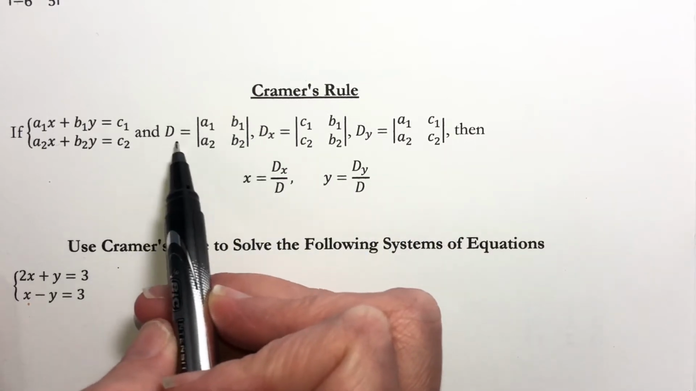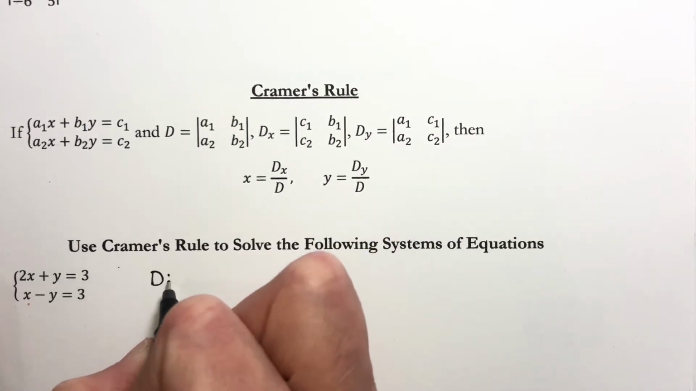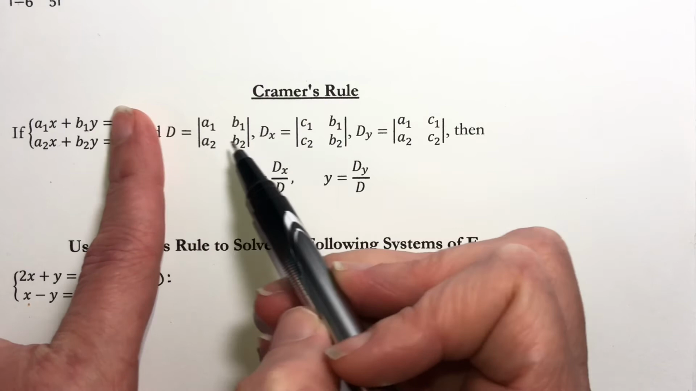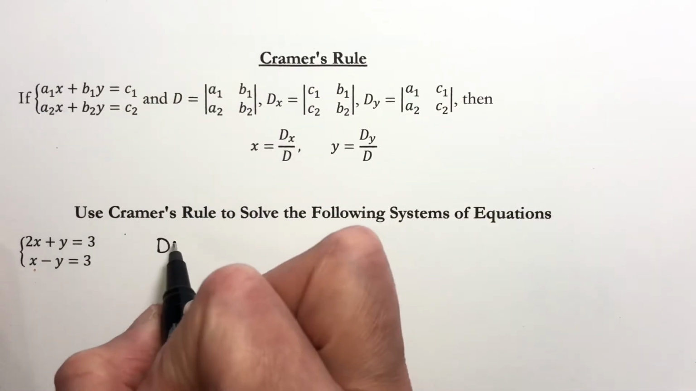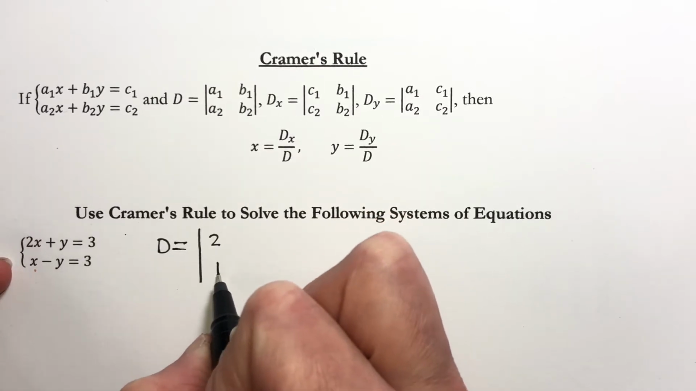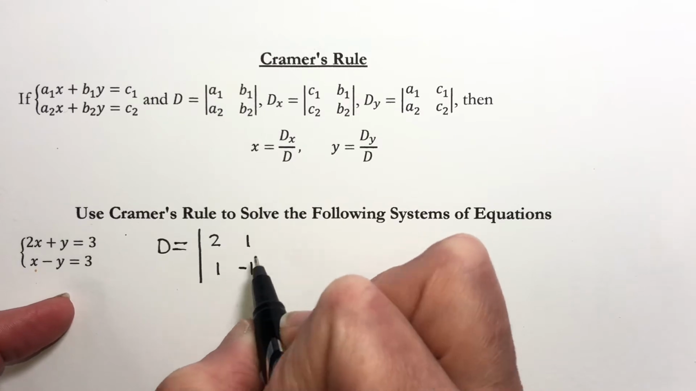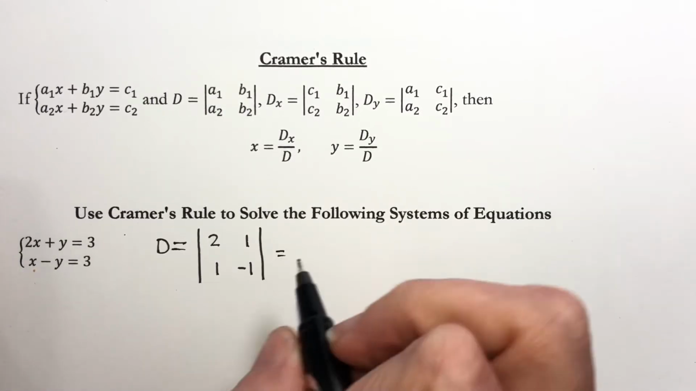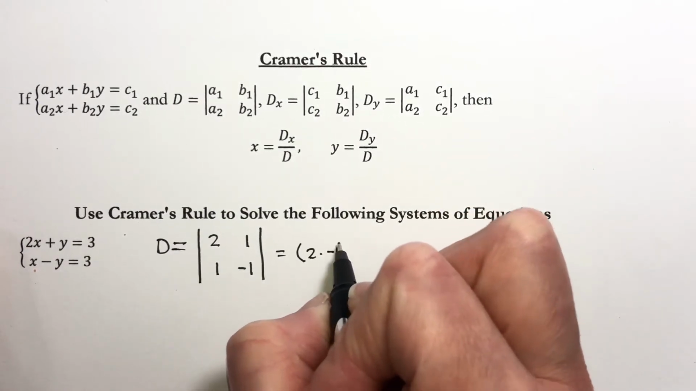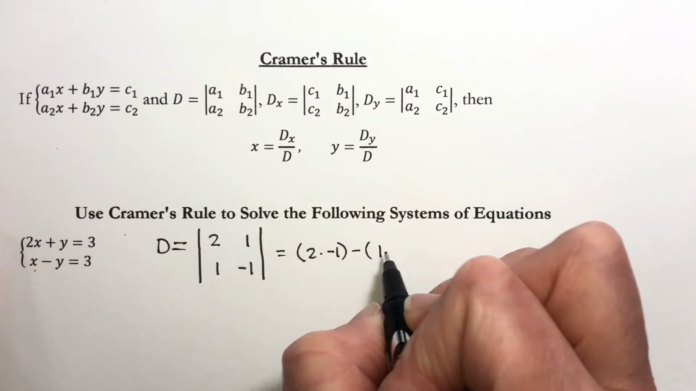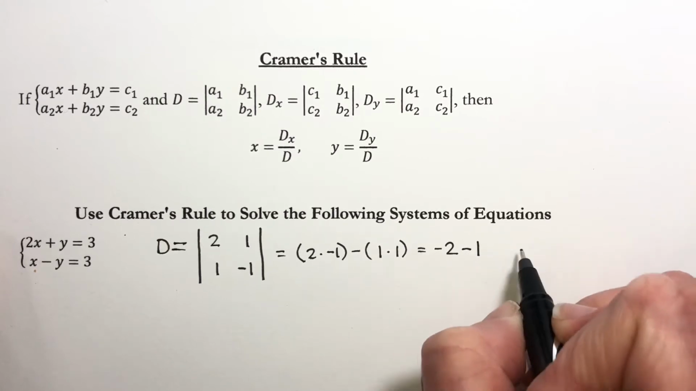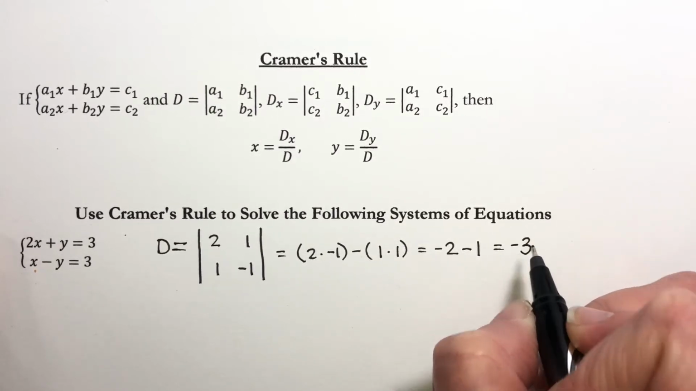The first determinant, D, I'm going to start off by writing down here. All you do is take your A values and your B values. We do not include our C values in just D. So this D determinant is going to be equal to 2, 1, 1, negative 1. Let's calculate this. I have 2 times negative 1 minus 1 times 1. So this is negative 2 minus 1, which gives me my D value as negative 3.